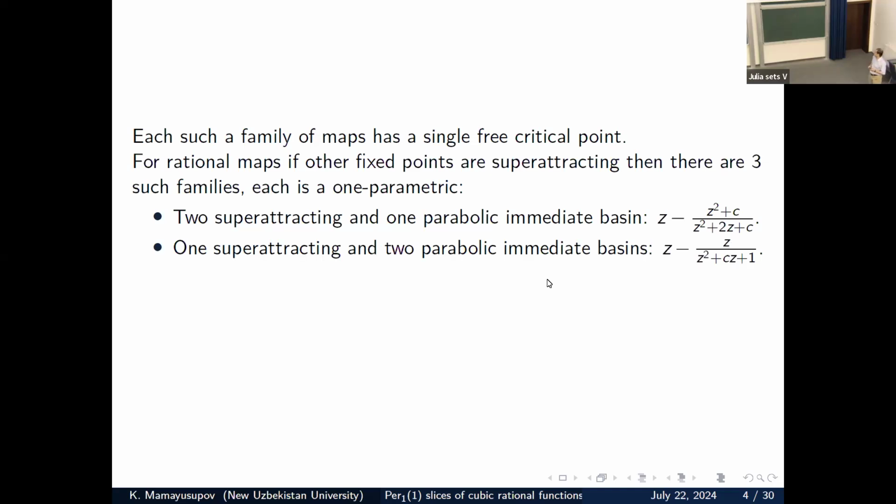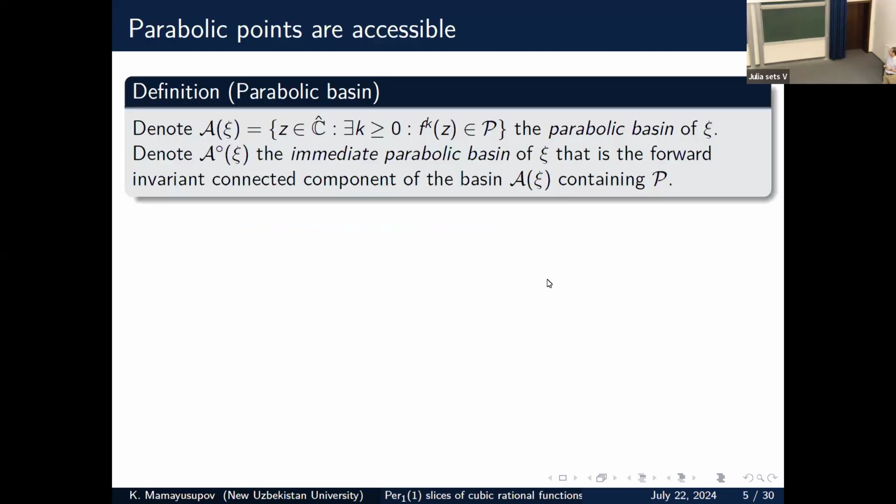Or you can have 1 super attracting and 2 parabolic immediate basins. Then this is a Newton map of z times e^(z^2), or something like that. Or you can have a single parabolic fixed point, then you have 3 immediate basins. Each one attracts a critical point. So you have one free critical point. And it is a Newton map of only an exponential function where you have the exponential of some quadratic polynomial.